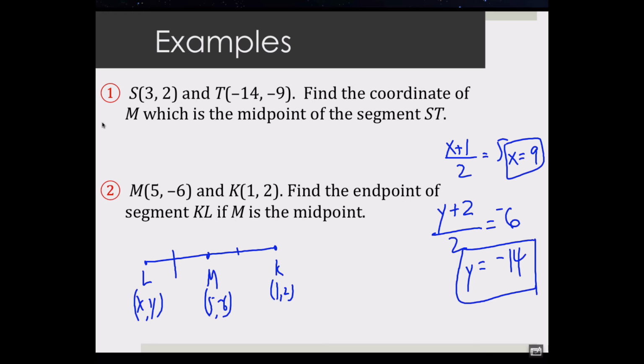Here's the easy way to do it. What did I do to go from 1 to 5? Plus 4. To get the other one, plus 4. 5 plus 4 is 9. What did I do to go from 2 to negative 6? Down 8. Go down 8 from negative 6. Negative 14. Same thing. I don't care which one you use. They both get you the results you're looking for.